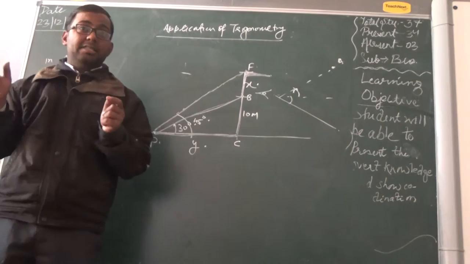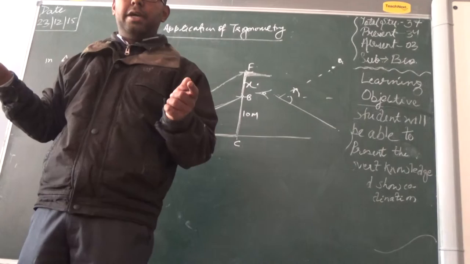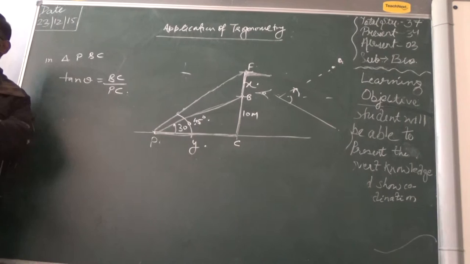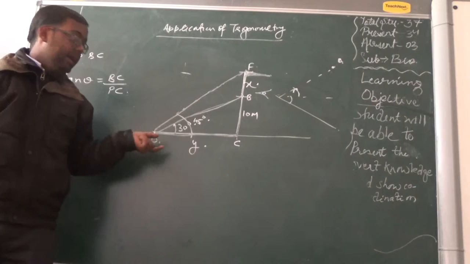What is the formula relating perpendicular to the base? Tan theta. Sin theta is perpendicular upon hypotenuse, cancel. Cos theta is base upon hypotenuse, cancel. There is no need of the hypotenuse here. Tan theta is equal to perpendicular upon base, so apply tan theta. Tan theta equals perpendicular, that is BC, upon base, PC. What is the value of theta? 30. Very good. You might see 45 here, but 45 degrees is for the bigger triangle. For this one it is 30 degrees.